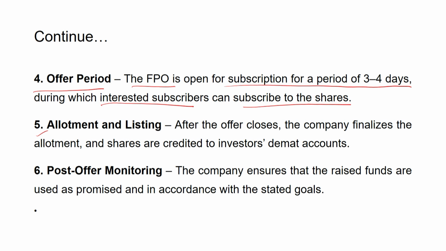So, after the time period of the offer closes, the company finalizes the procedures related to the allotment, and the shares are credited into the investor's demat account. And again, if it is oversubscribed, then the allotment is done on a pro rata basis. If it is undersubscribed, then underwriters come into the picture for subscribing to the shares.